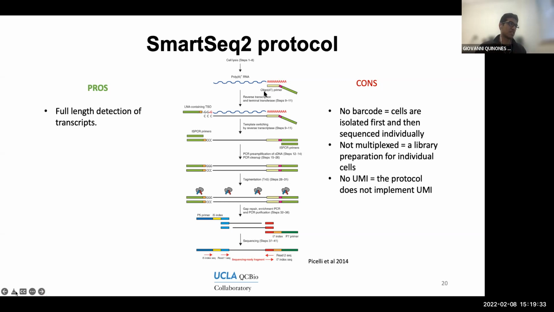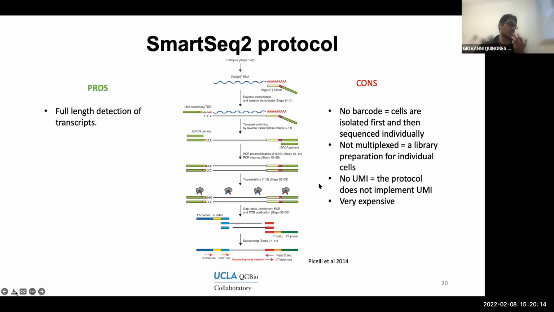And also the protocol, it could potentially add a UMI. And there are some technical reasons for why they don't. And of course, like we went through before, not having a UMI just means that finding PCR duplicates and identifying variants will be more challenging. And of course, as you can imagine, if we're preparing a library for every individual cell, then this method is pretty expensive.